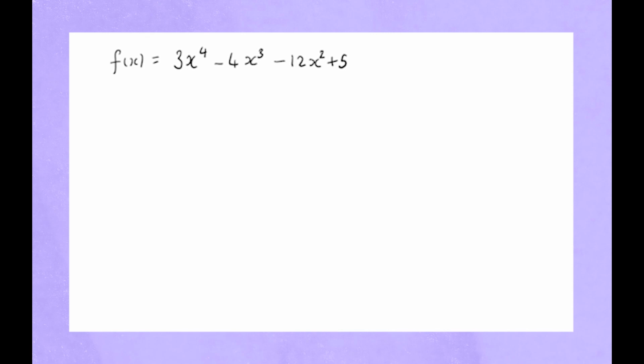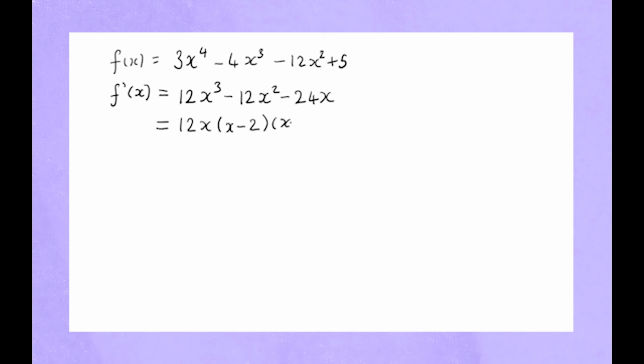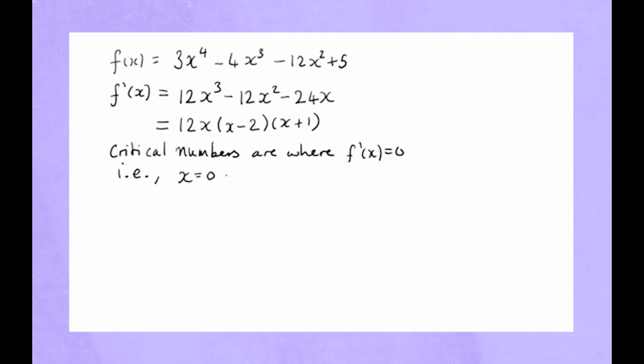For instance, if f of x is 3x to the 4 minus 4x cubed minus 12x squared plus 5, then its derivative is 12x cubed minus 12x squared minus 24x, which equals 12x times x minus 2 times x plus 1. To find the regions where the derivative is positive or negative, we find the critical numbers of f of x, which is when x is 0, 2, and negative 1.